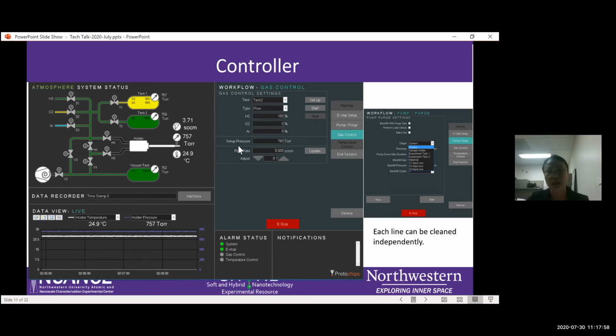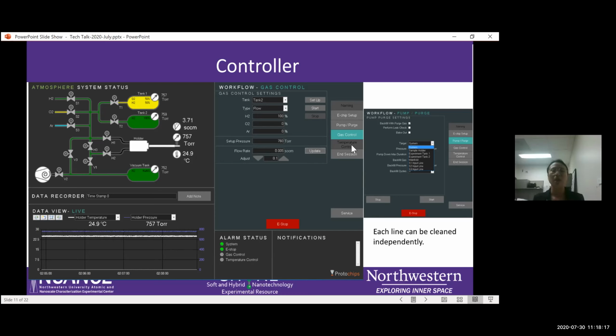So you can set up your pressure and your flow rate, and even during the experiment you can adjust the flow rate. But as for the pressure, once it's set up, it's fixed. You can't change it. You need to set it before your experiment. You can also do the temperature control.